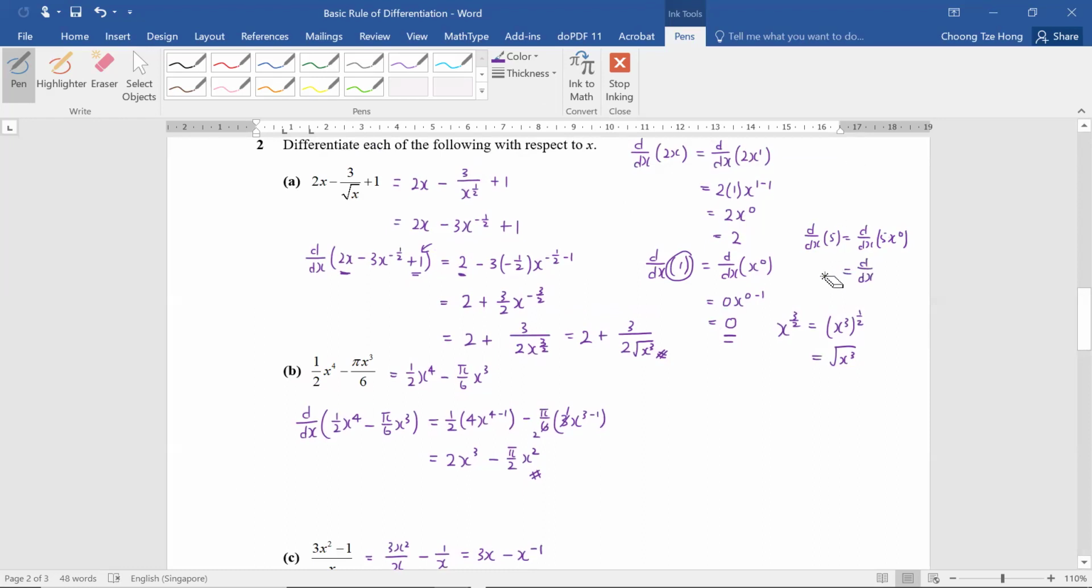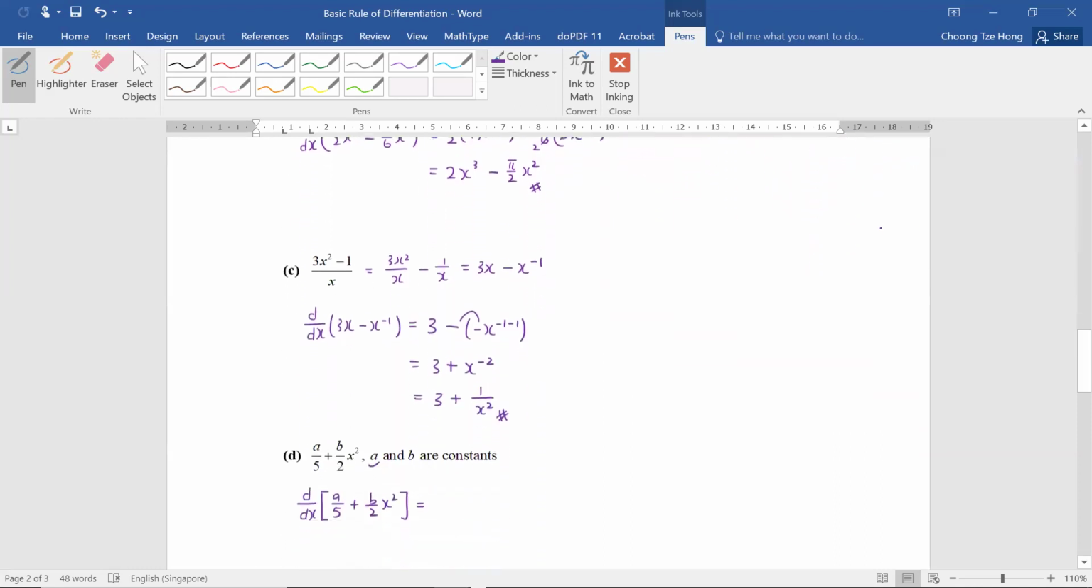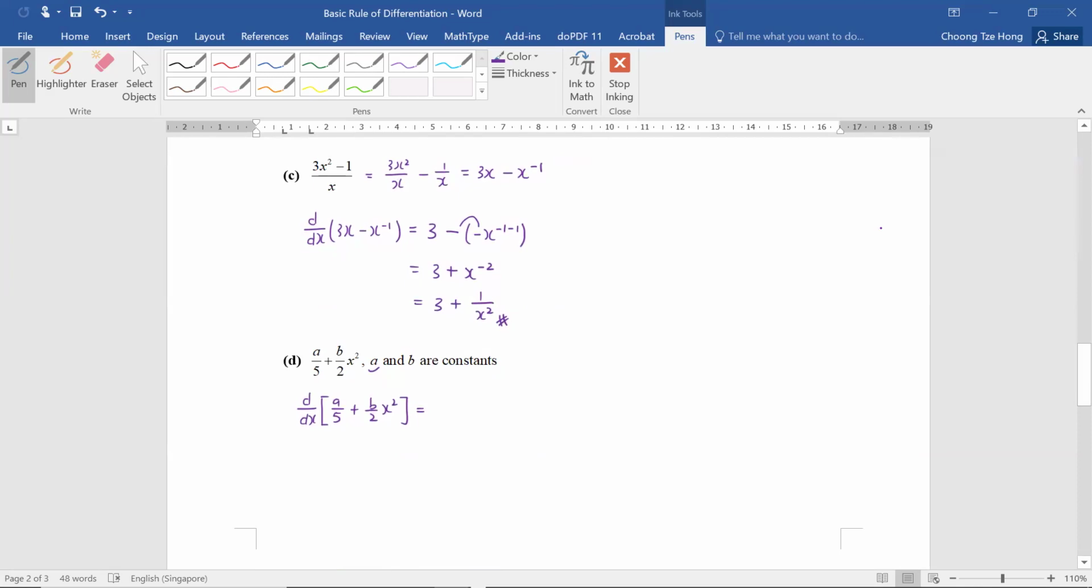So when you differentiate 5x to the power of 0, you get 5, then 0 goes in front, x to the power of 0 minus 1. But because of the 0 here, 0 multiplied by anything, the overall result becomes 0. So whenever you differentiate a constant, the result is 0. So differentiating a over 5, the result will be 0. For now, I'll just write the 0 here.